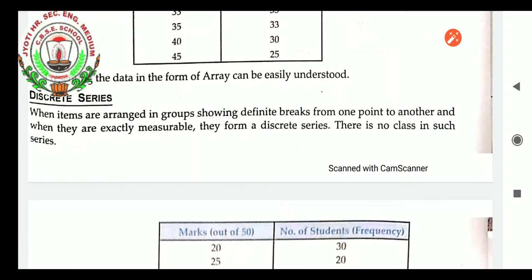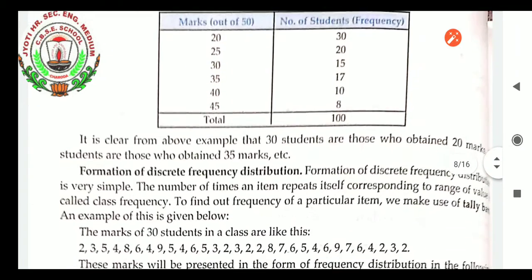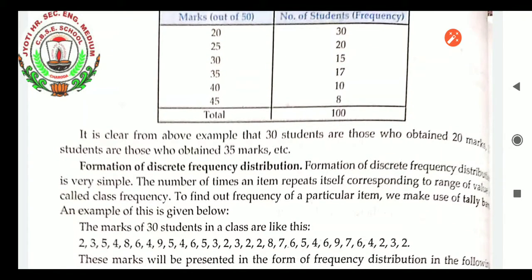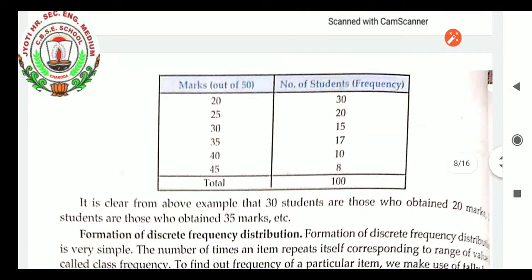Discrete series. When items are arranged in groups showing definite breaks from one point to another and where they are exactly measurable, they form a discrete series. There is no class in such a series. Marks out of 50, number of students, you can see there. Here it is the discrete series, with 20 marks. How many students got 20 marks? There are 30 students who got 20 marks.